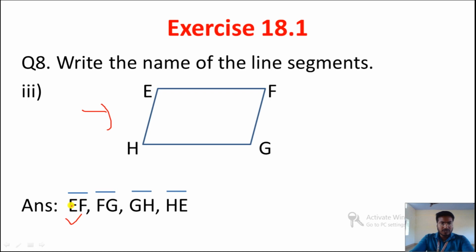How you have to mention? First write E, F and mention above that the symbol of line segment. Clear? Then F, G, that is the second line segment. Right here F, G and mention this symbol above the F, G. Same, next line segment G, H, right here and mention the symbol. And then the last line segment H, E, and mention the symbol. This is how we have to name the line segment. Clear now?